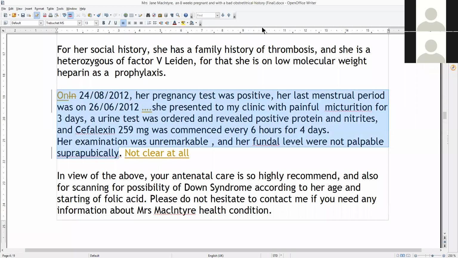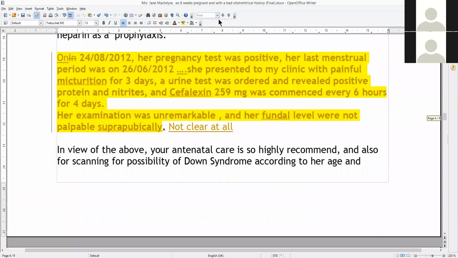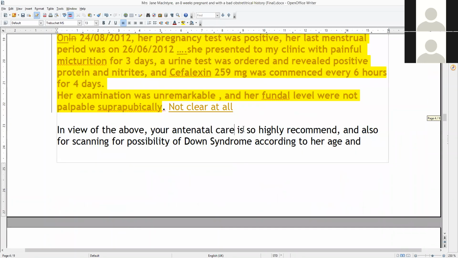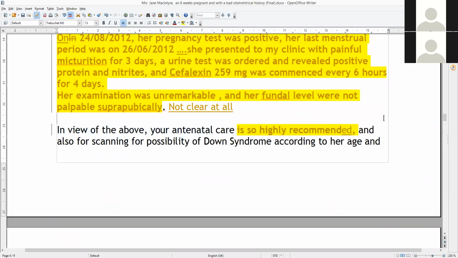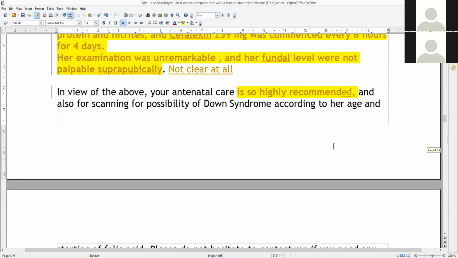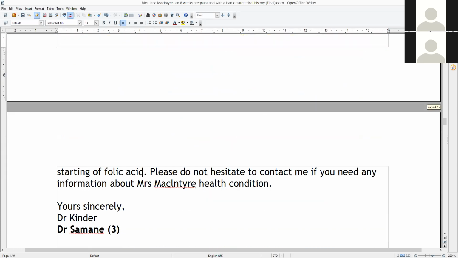So that's not so good. Needs a bit of work there. "In view of the above, antenatal care is so highly recommend." You mean highly recommended? But you wouldn't say that. It's so highly required. So that's not a very good phrase. We won't use that. You could say your antenatal care is requested, but is so highly recommended. For scanning for possibility of Down syndrome according to her age and starting of folic acid.